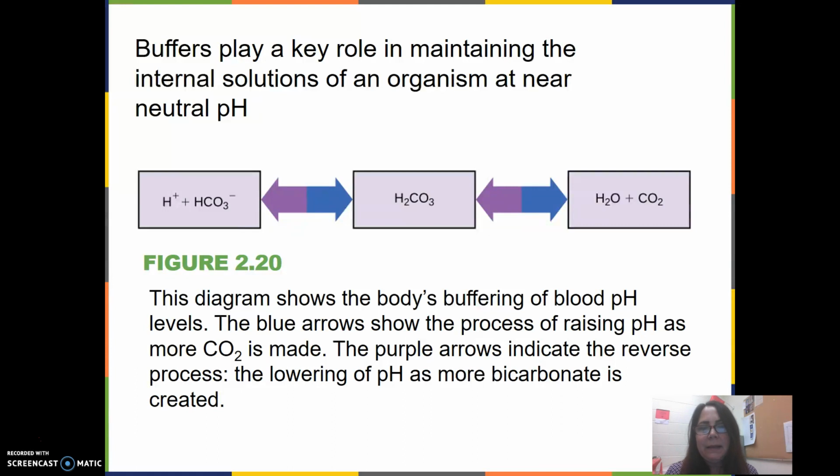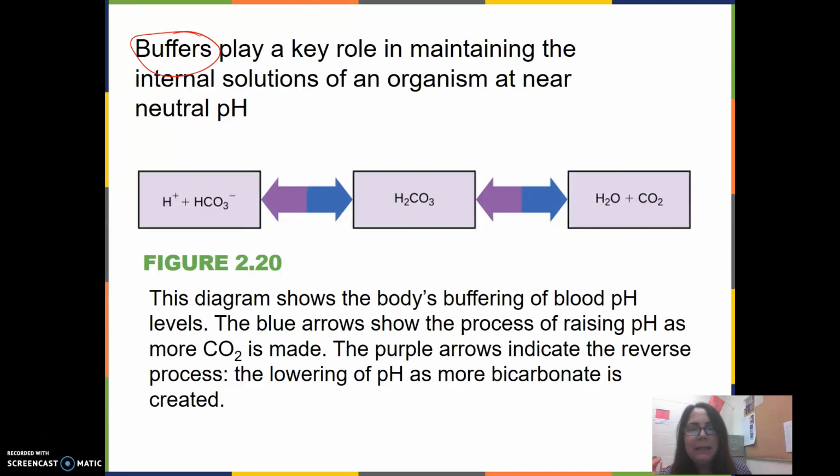This is the same chemical formula that I showed you in a previous slide, and it is a group of chemicals that play a role as a buffer in the human body. And a buffer is a chemical or group of chemicals that help to maintain the pH of body fluids within a narrow range.